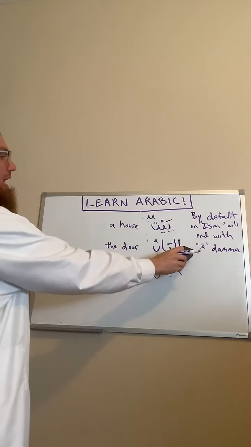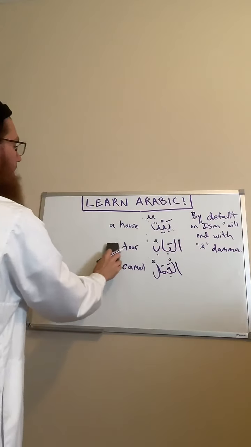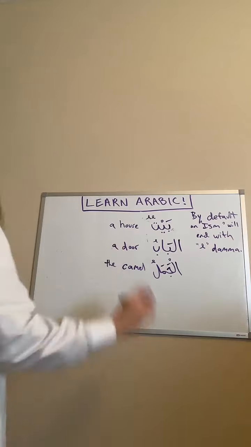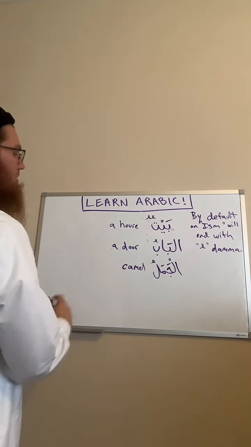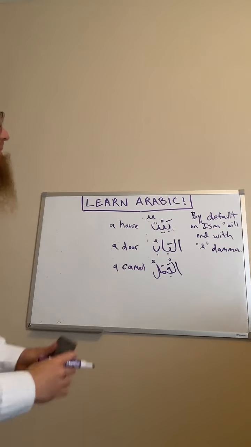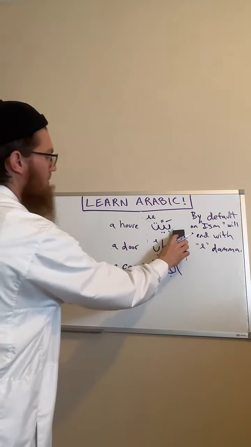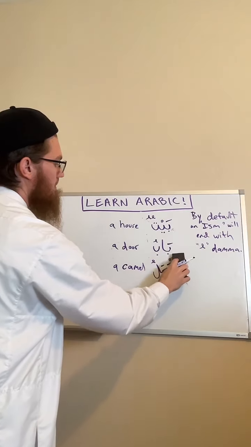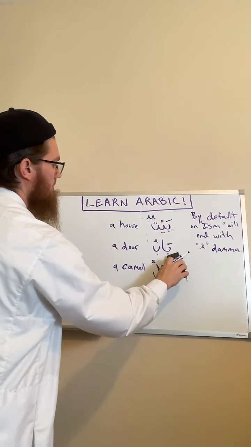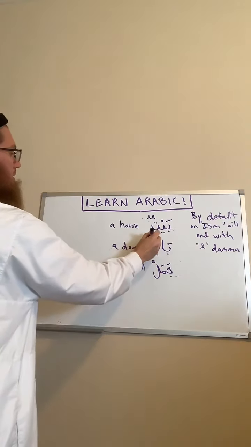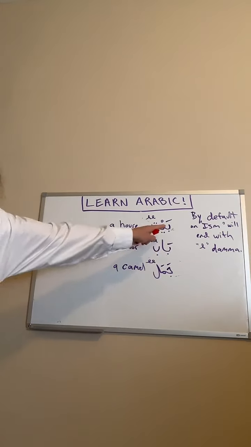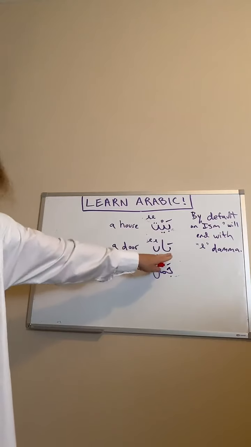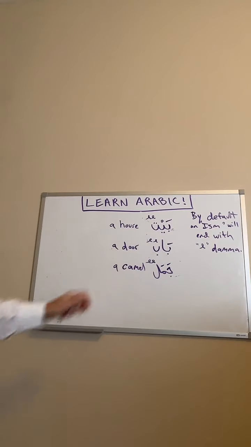How would I make al-babu, the door, a door? Al-jamalu, how would I change it to a camel? I do the same thing. I would remove the alif and the lam and I would add a dhamma. I would give it tanween. Baytun, a house. Babun, a door. Jamalun, a camel.